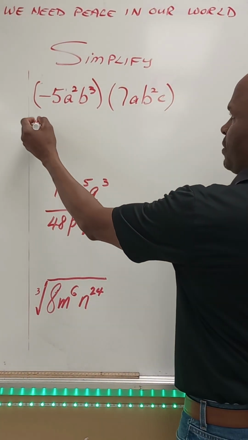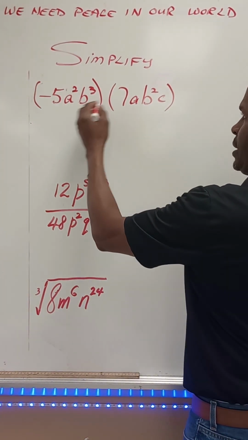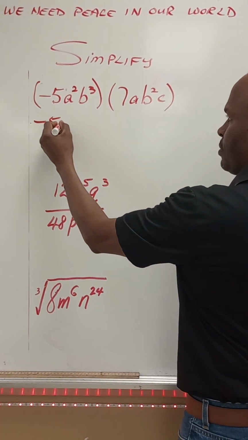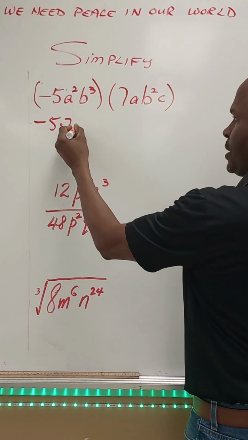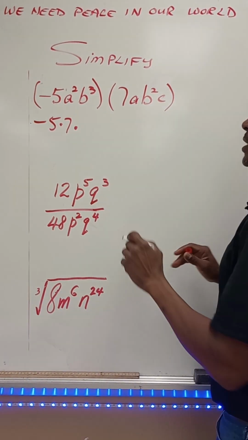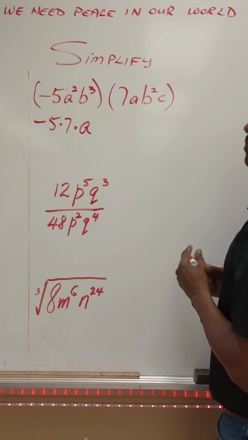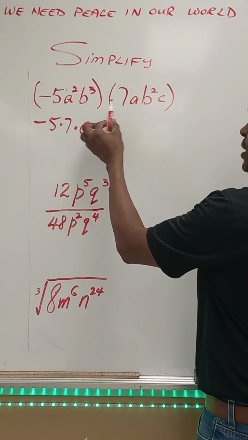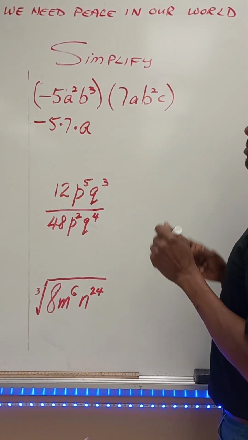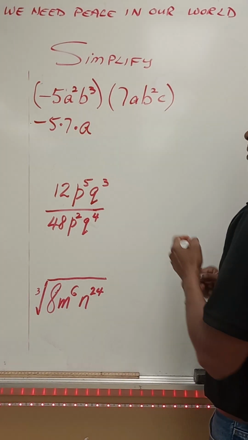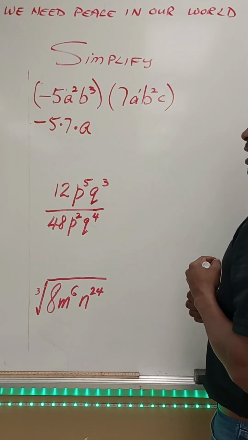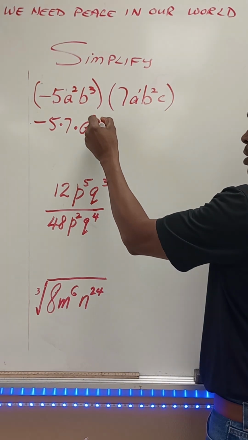So it's going to be negative 5 times 7 times, we're going to go after the a's now. Whenever you're multiplying bases that are the same, you always add the exponents. Any base standing by itself always has an exponent of 1. So now we can capture the a's and have 2 plus 1.